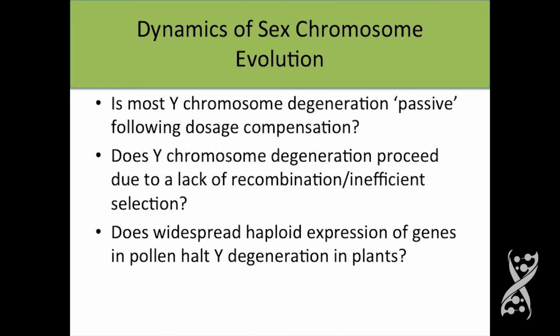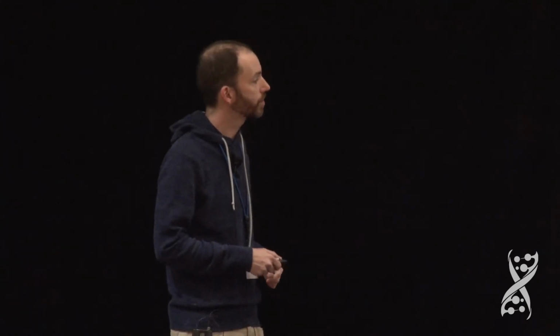All right, so again, we can sort of return to some of these questions. Is most Y chromosome degeneration passive? For example, maybe dosage compensation happens early across most of the chromosome, and then we get neutral accumulation of deleterious mutations on the Y chromosome. Does Y chromosome degeneration proceed, in contrast, because of inefficient selection, because there's a loss of recombination? And it's also been hypothesized, related to this idea of pollen expression, that actually in plants, Y chromosome degeneration may not occur, or may not occur to such an extent, because there's widespread expression of genes in the pollen phase, in the haploid phase.